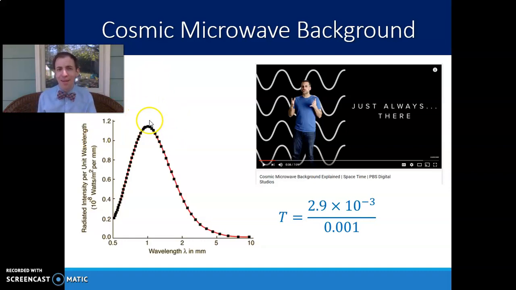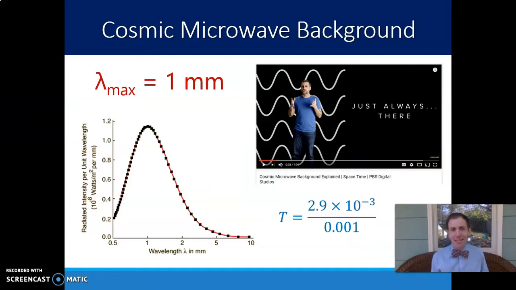And you should remember a relationship that we've talked about for peak wavelength. If we know that, and in this case, cosmic microwave background radiation is about 1 millimeter for its peak wavelength, we can calculate the temperature of our universe. Now, if I plug that in, 1 millimeter, 0.001 meters, into this wavelength temperature relationship that we've used in the past, we can get that, oh, sorry, here's the max wavelength.